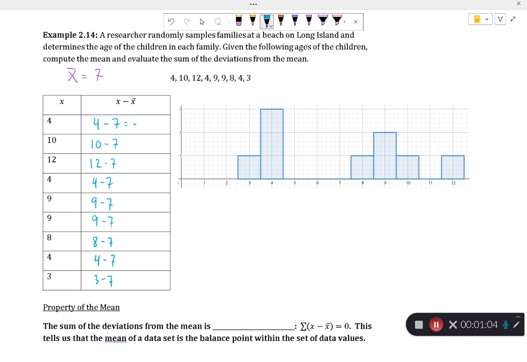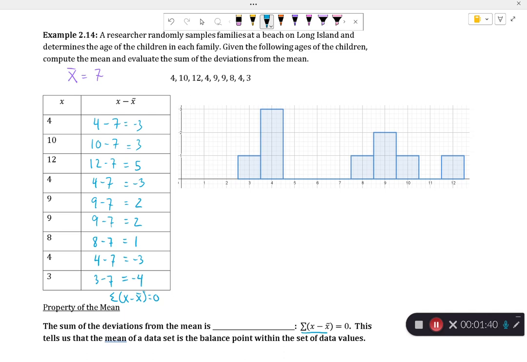And we will calculate the deviation scores. If the age is less than 7, we'll get a negative number. If it's greater than 7, we'll get a positive number. And when we sum all of these, which we can talk about this symbol down here, the sum of x minus x bar, or the sum of the deviations, we will get that the sum is 0.